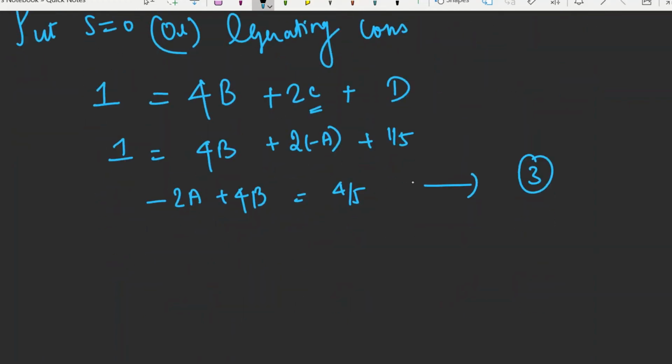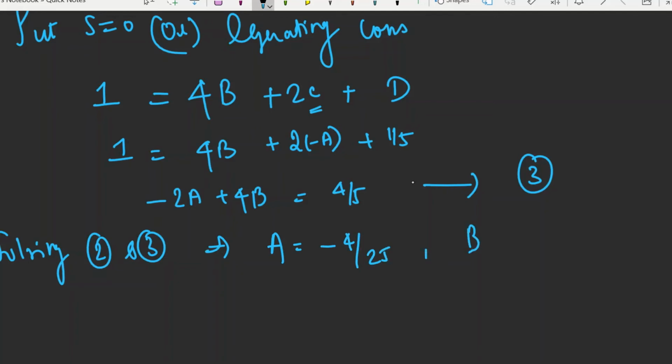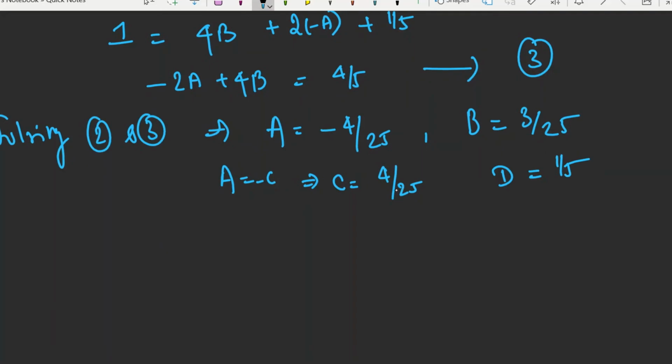Now solving 2 and 3. As usual, we have to solve simultaneous equation procedure. Solving 2 and 3, the value of a and b will be a equals minus 4 divided by 25, b is 3 divided by 25. We know that a is equal to minus c. So c value is 4 divided by 25 and we got the value of d is 1 divided by 5. Now substitute all the values.